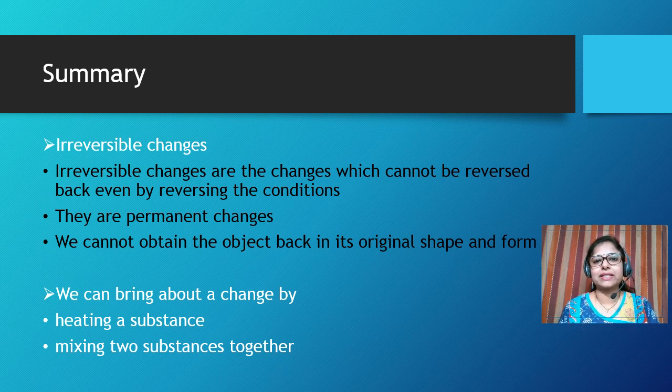Irreversible changes are the changes which cannot be reversed back even by reversing the conditions. They are permanent changes. We cannot obtain the object back in its original shape and form. We can bring about a change by heating a substance or by mixing two or more substances together.